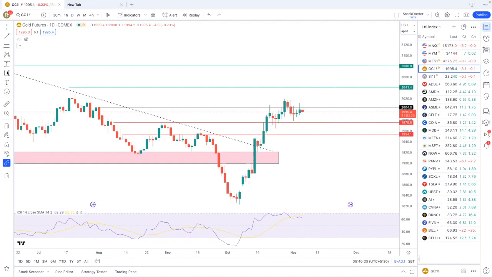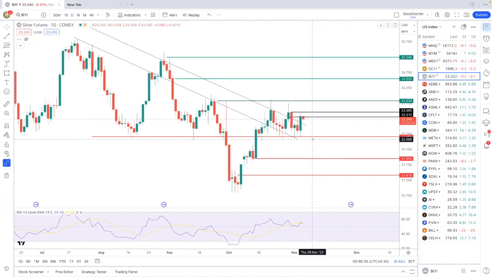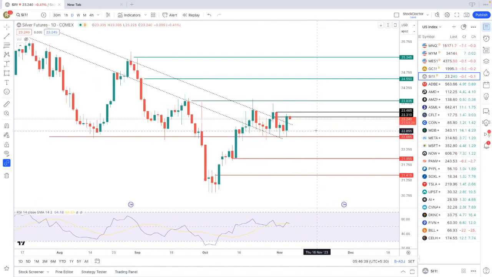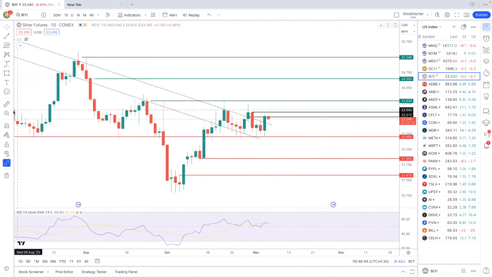For silver, we have the same thing. Silver is currently trading at a very important resistance area of 23.30 to 23.50.